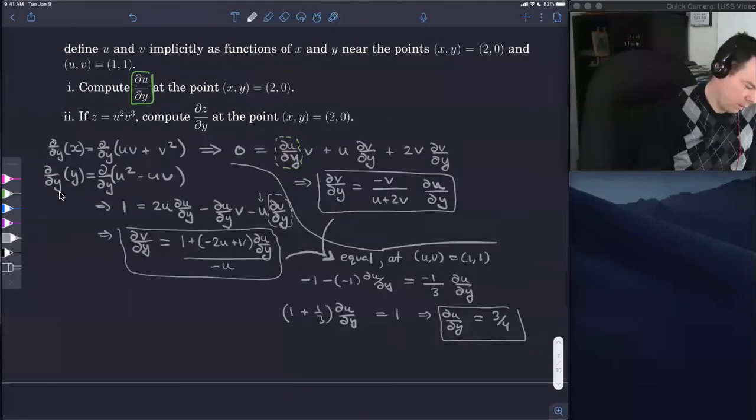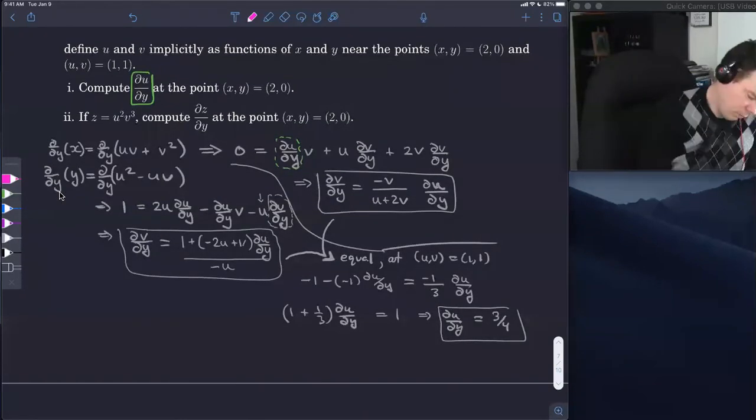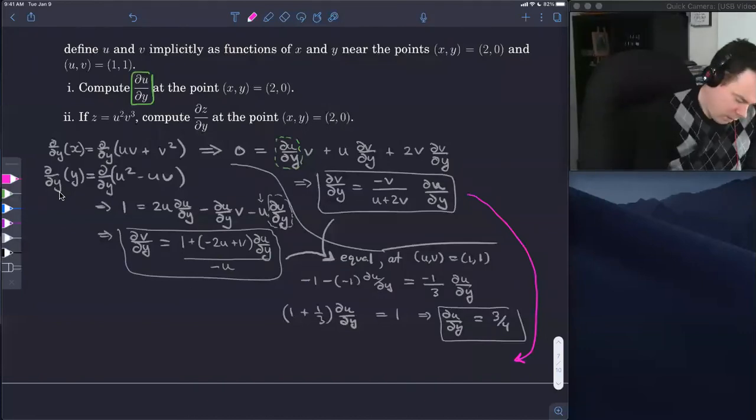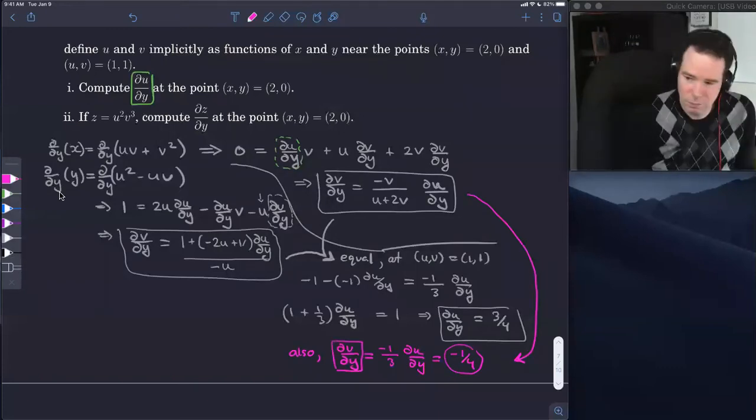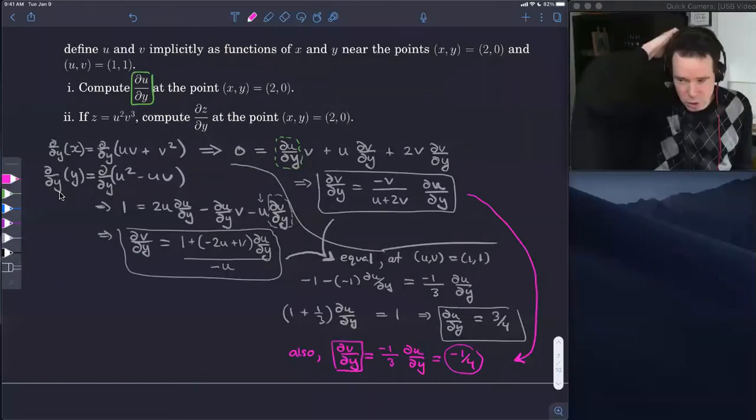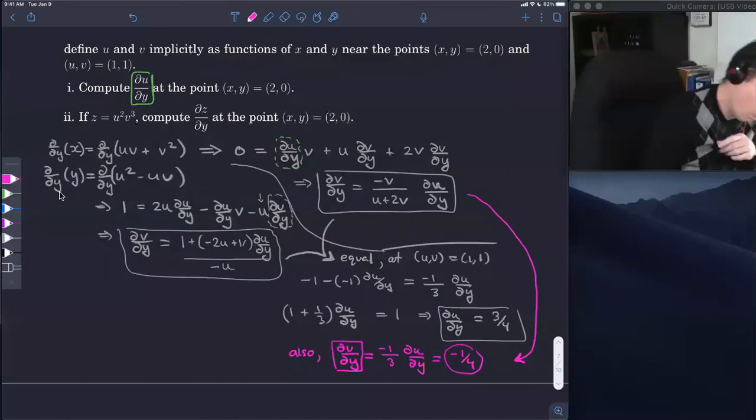So once we've got that, we could do the following. This wasn't asked for, but we're actually going to need it. Once we know du dy, we can also get dv dy. That's equal to -1/3 times du dy. And du dy is 3/4, so this would be -1/4 for dv dy. So I get both. I can get both: how u changes with respect to y and how v changes with respect to y. Why do I need both?